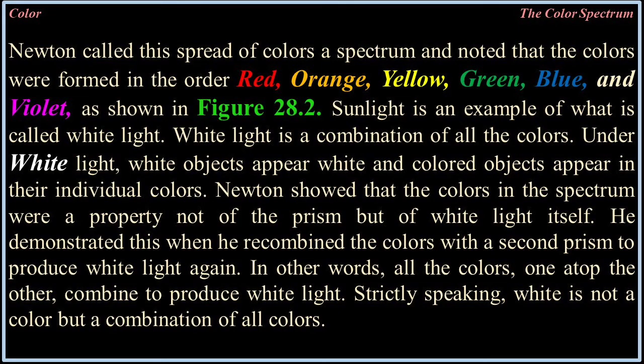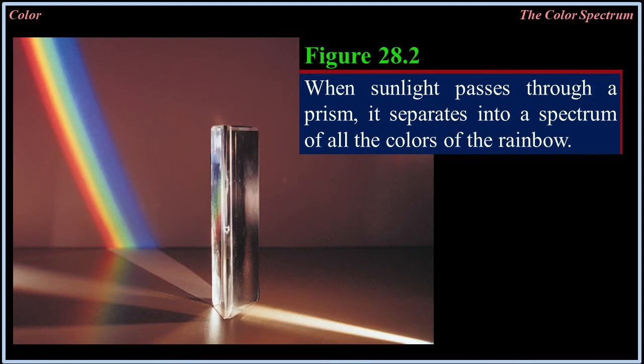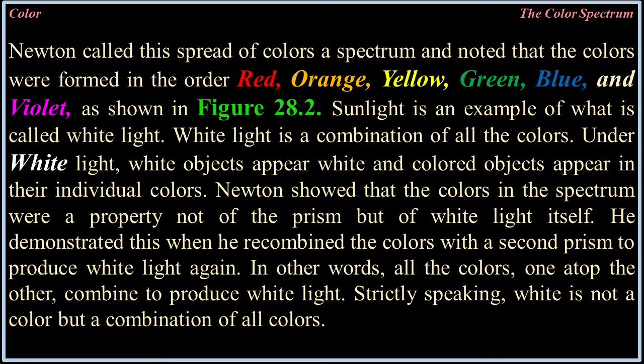Newton called the spread of colors a spectrum and noted that the colors were formed in the order red, orange, yellow, green, blue, and violet, as shown in Figure 28.2. Sunlight is an example of what is called white light. White light is a combination of all colors. Under white light, white objects appear white and colored objects appear in their individual colors.